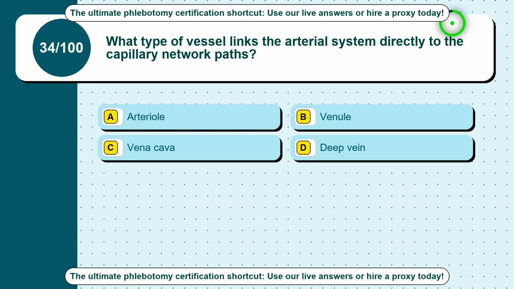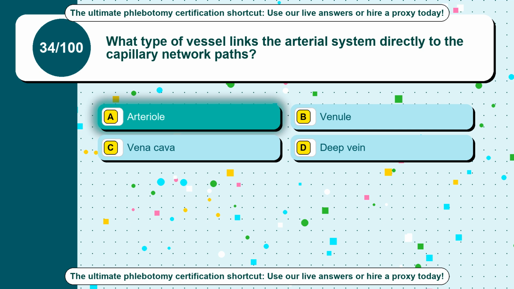Question 34. What type of vessel links the arterial system directly to the capillary network paths? Option A, arteriole. Option B, venule. Option C, vena cava. Option D, deep vein. The correct answer is option A, arteriole.